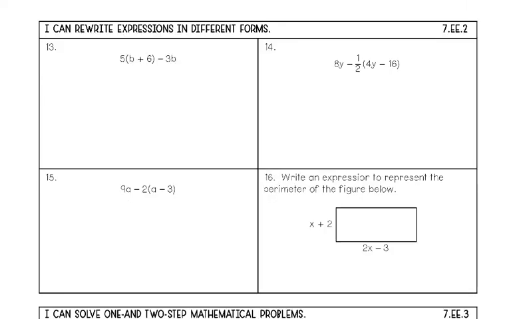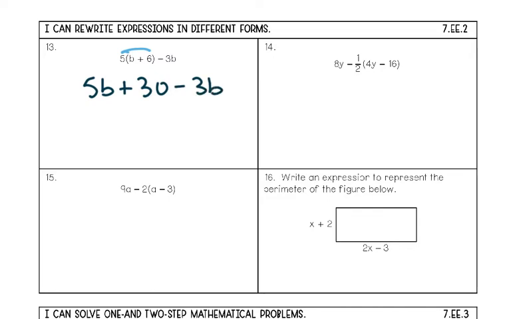For these 4 questions, we are going to be rewriting expressions in different forms. Basically, we're just going to do what we can do. We're going to try to simplify these as best as we can. So number 13, I see a 5 on the outside of parentheses. That's my biggest clue that I need to distribute. When you see a number on that side of parentheses, you need to multiply it by each term on the inside. So 5 times b is 5b, plus 5 times 6, which is 30, and you have that minus 3b on the outside.